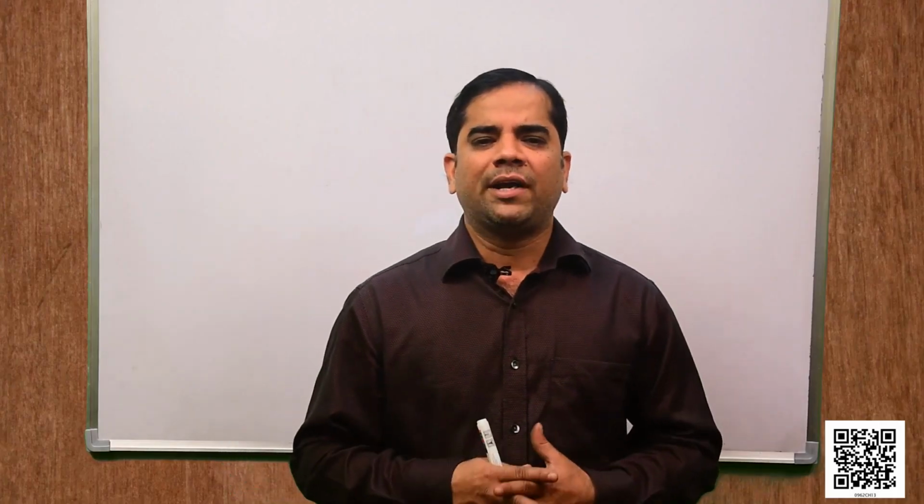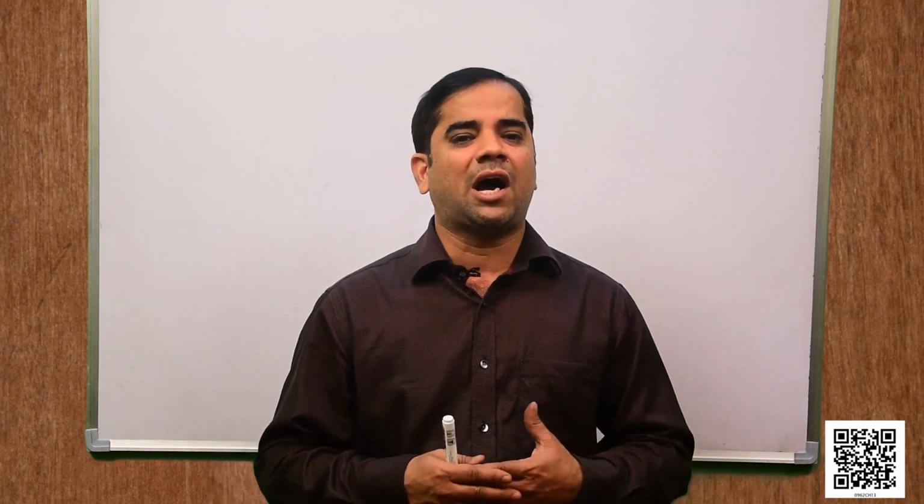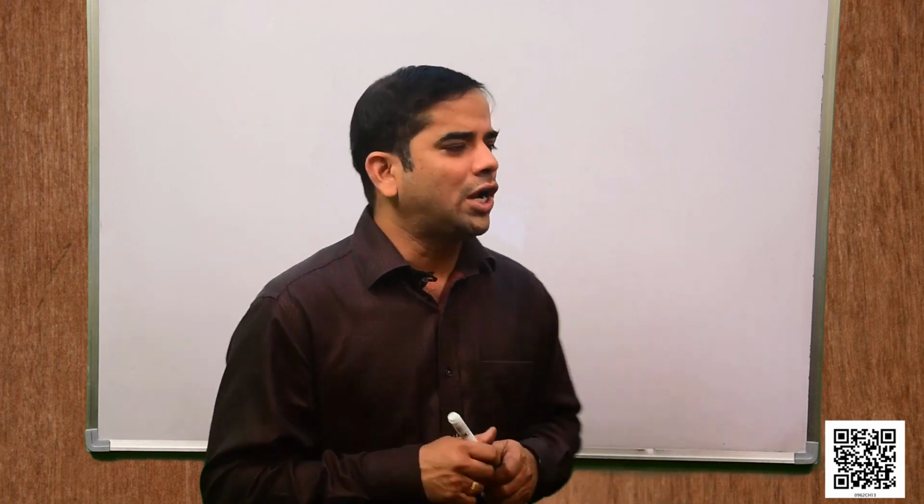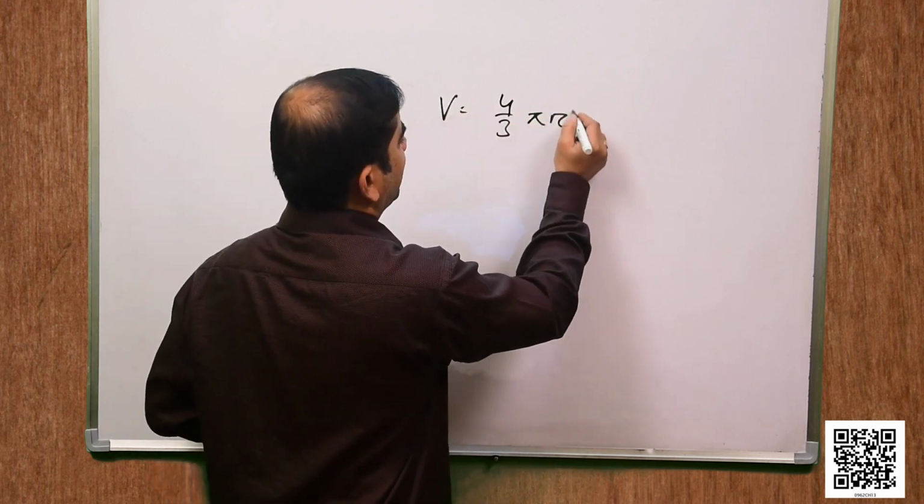Since the shot put is a solid sphere made of metal and its mass is equal to the product of its volume and density, we need to find the volume of the sphere. So, volume of the sphere is equal to 4 by 3 pi r cube.